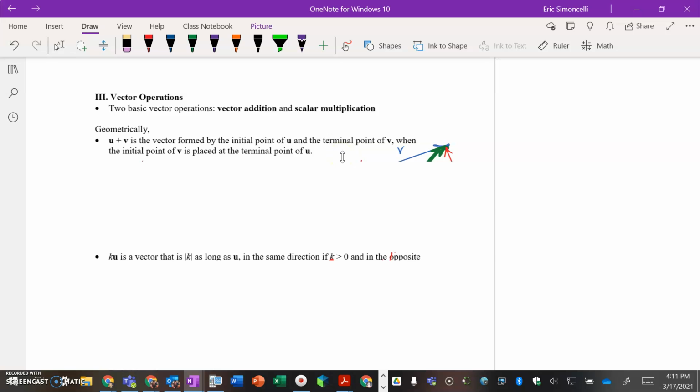Now I went ahead and I drew a picture for the sake of efficiency. Here's a picture, noting that u is a vector in this direction and with that length, and v is another vector, as you can see. So if I were to ask you to add vector u plus vector v, the idea is you need to place the initial point of one to touch the terminal point of the other.